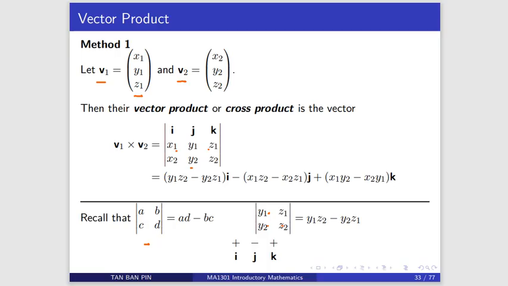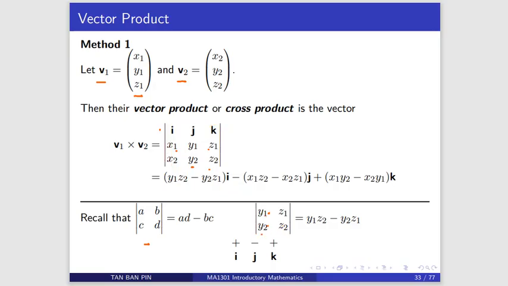To work out the i component, you cover the i column, and also the first row. Then you consider the 2×2 determinant left, y1, y2, z1, z2, which is here. You're left with this part. And then you just work out the 2×2 determinant, which is y1 z2 minus y2 z1. So that's how you get this answer here.